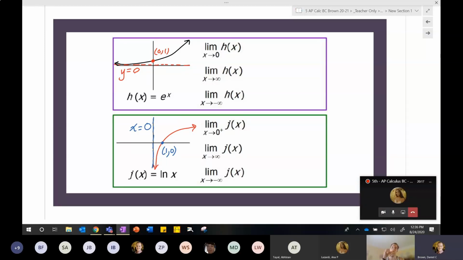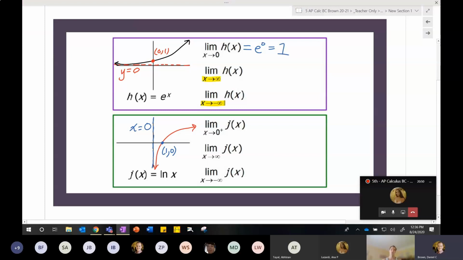Next to it, I have some calculus questions so we can connect the prerequisite skill of knowing the graphs to the calculus of limits. For this first one, I have h of x being e to the x. If I want to find the limit as x goes to 0 of e to the x, we can just do direct substitution. Whenever we try to find a limit, we always want to do direct substitution first. e to the 0th power is 1.